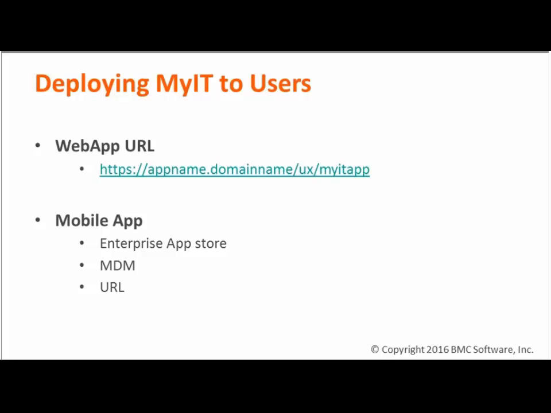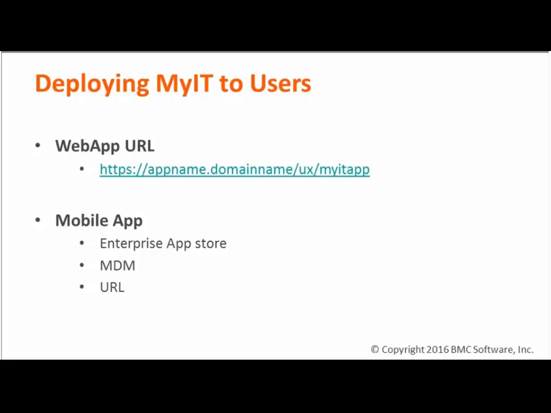For the mobile app rollout, we recommend mainly three options. We have the enterprise app store. If you have mobility in your enterprise, most likely you will have an internal enterprise app store where you can download the internal apps. Like in BMC, we have an internal app store where we can go and download the BMC specific application. MyIT is one of them that BMC IT uses.